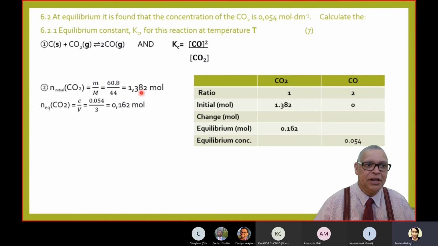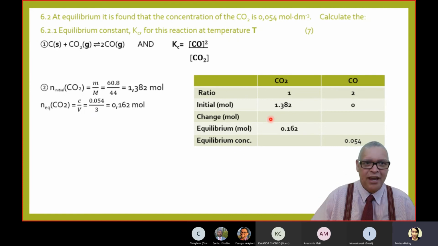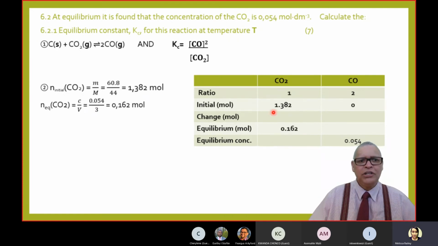Then we take the initial number of moles, we put that in here. We take the equilibrium number of moles, we put this here. Now let me ask you this question. Notice what we have here. We started with 1,382 moles of carbon dioxide.